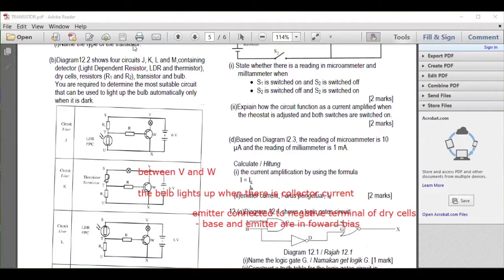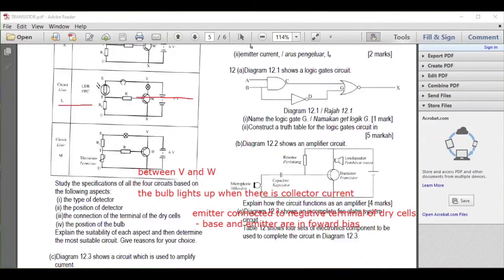So try not to use this one, the bulb lights up when it's dark. Yes, we put the bulb there because we want it to light up when it's dark, but it's already in the question. Try not to use the statement in the question as your reason. Use other words. That means the bulb lights up when there's collector current. When you say we put the bulb there so that it lights up when dark, we are repeating what the question is saying. So try to use another reason.